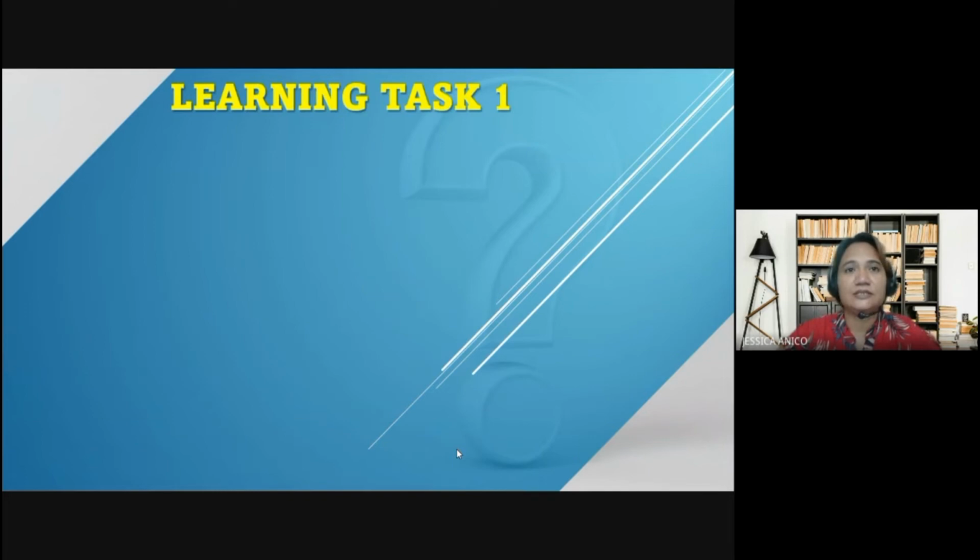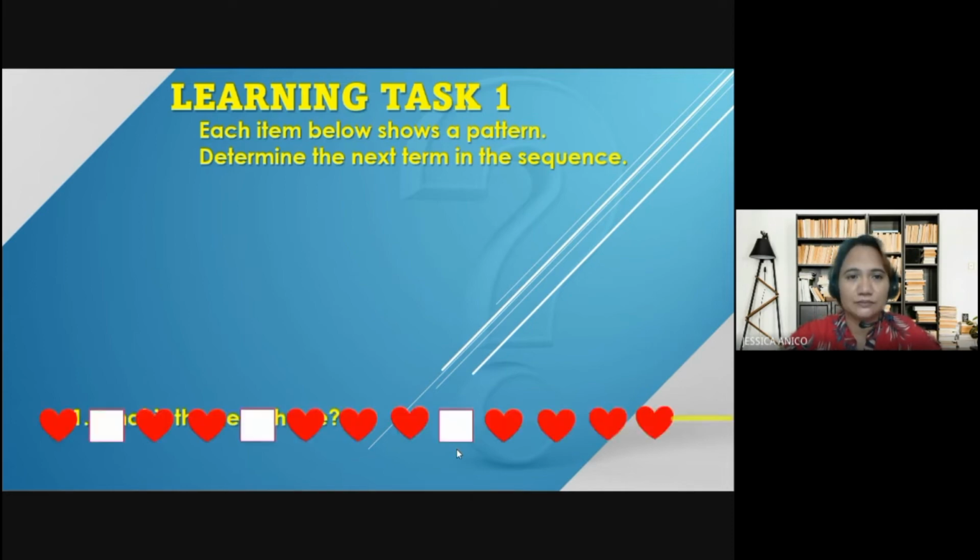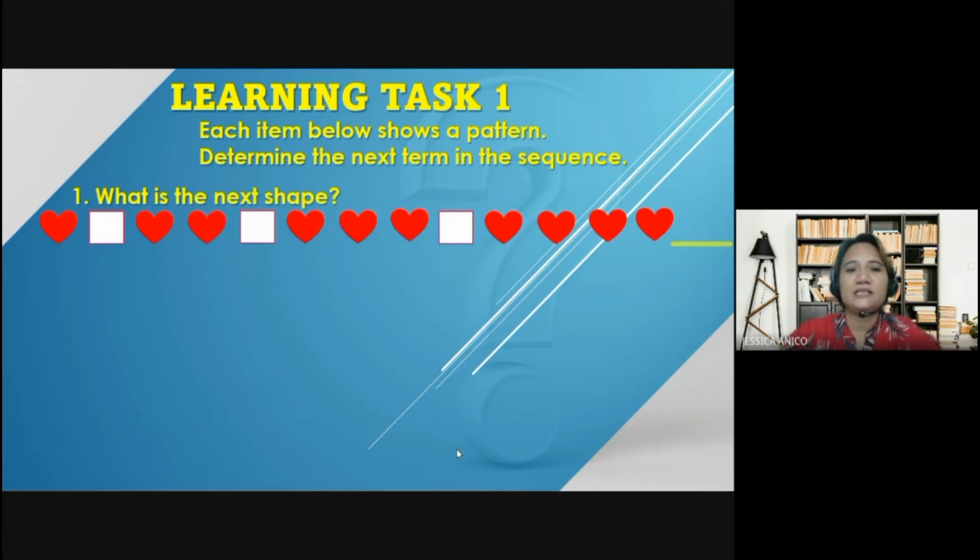Let's proceed to learning task 1. Learning task 1 is just a review of the previous lesson, wherein we have learned how to identify the next term based on the given sequence. Okay. For number 1, what is the next shape? So we have a heart, then a square, 2 hearts and a square, 3 hearts, square, and 4 hearts. So what will be the next shape? If your answer is a square, okay, then you are correct.